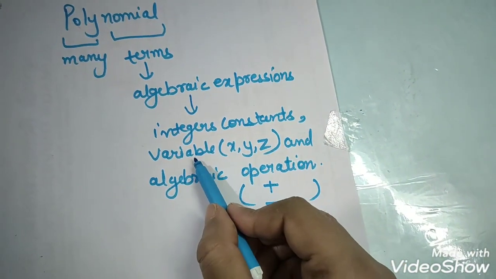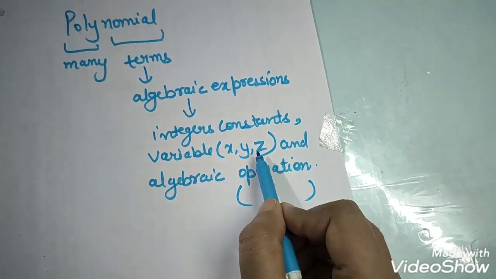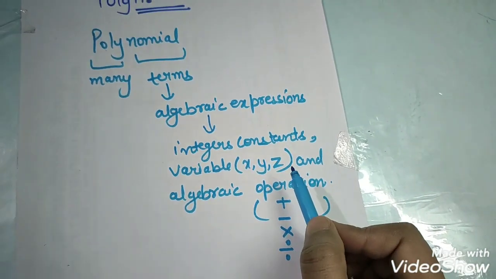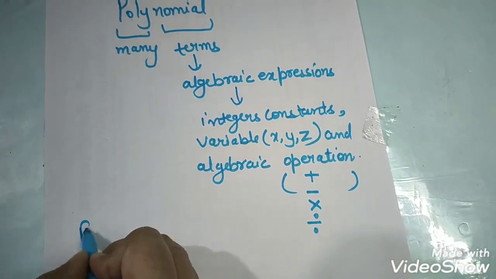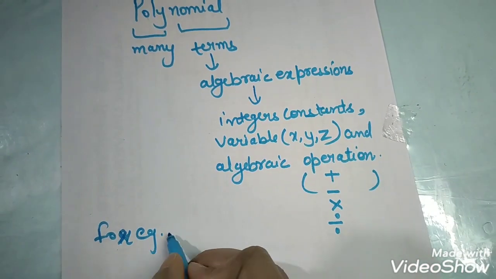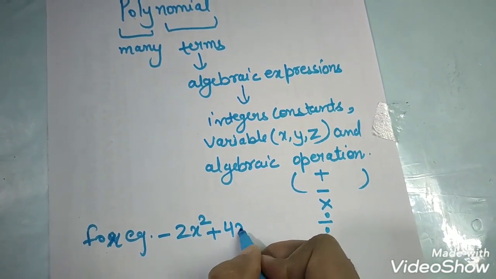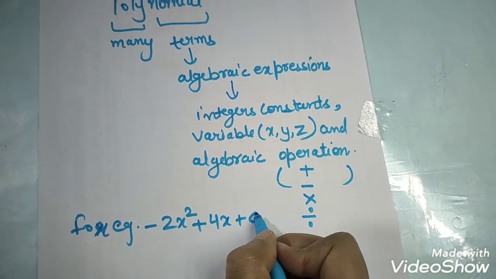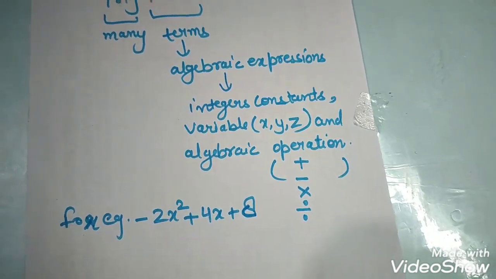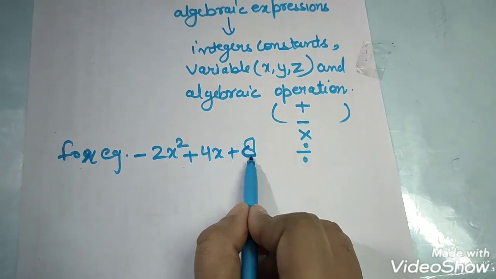Now look, I have written here variables x, y, z. You can take any alphabet as variables, but for our ease we take x, y, z. For example, suppose I'm writing 2x square plus 4x plus c. I have written c, but you can write any number. Suppose it is 8. So I have written one equation: 2x square plus 4x plus 8.